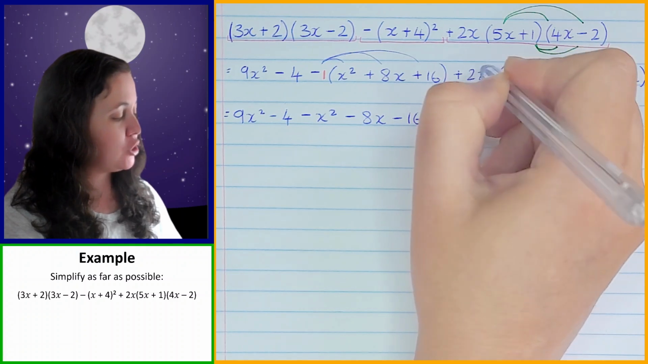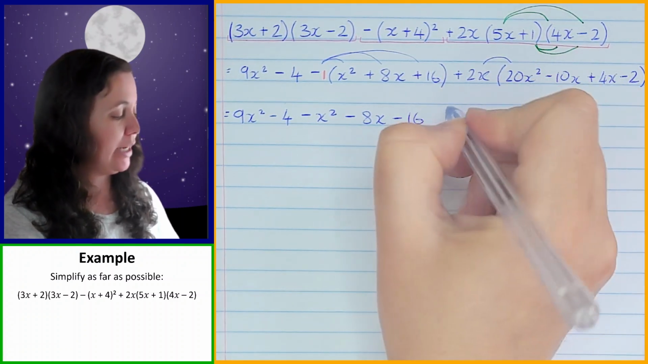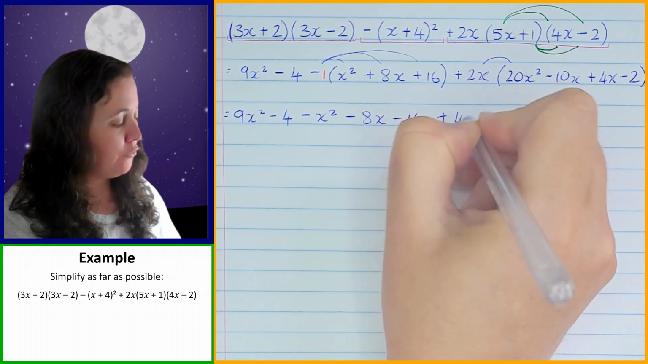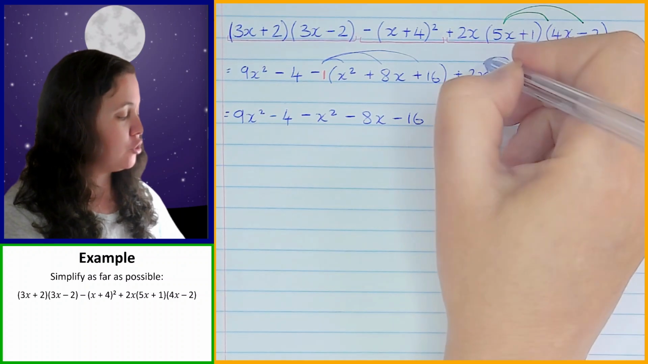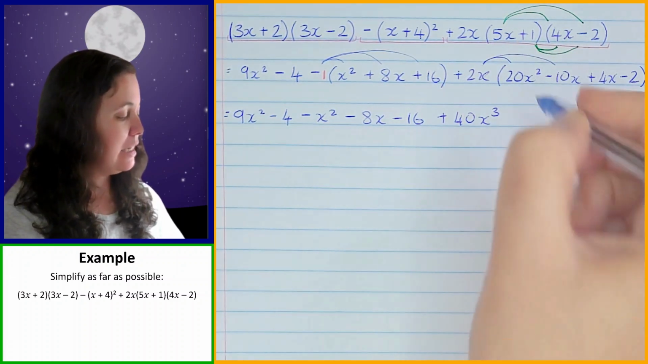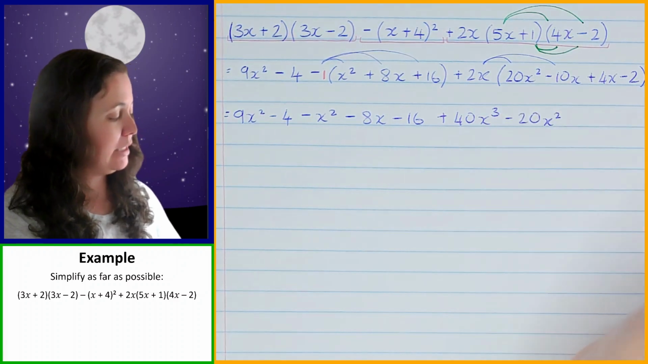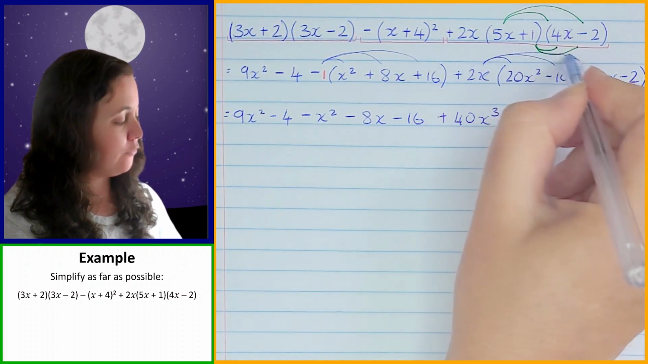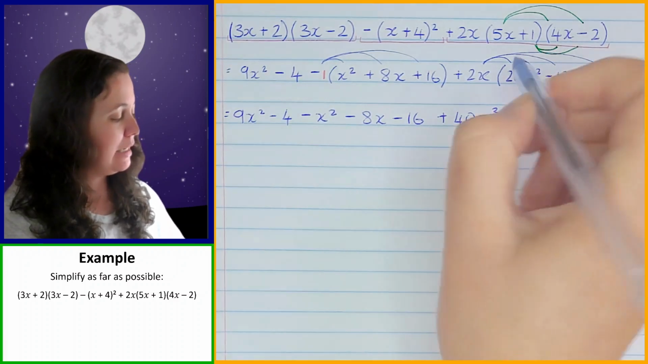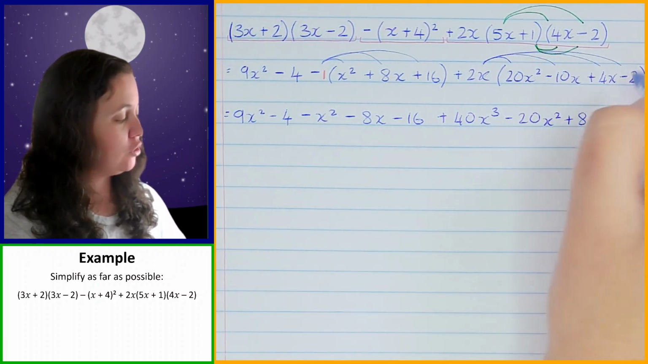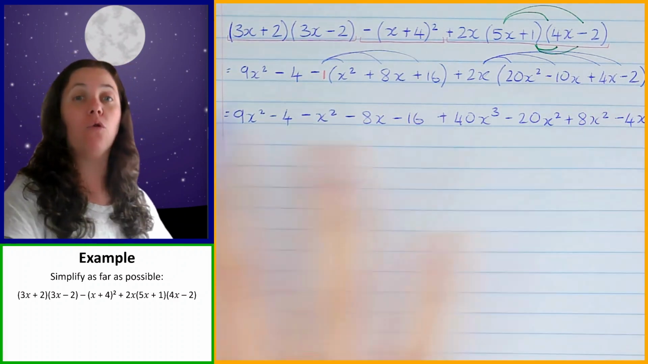So I've got 2x and it's positive, so it's plus 2x multiplied by 20x squared. That gives me positive 40x cubed. Then I'm going to go 2x times negative 10x. That is negative 20x squared. Then 2x times 4x is positive 8x squared. And then 2x times negative 2 is minus 4x. Okay, so now I've got rid of all of my brackets.